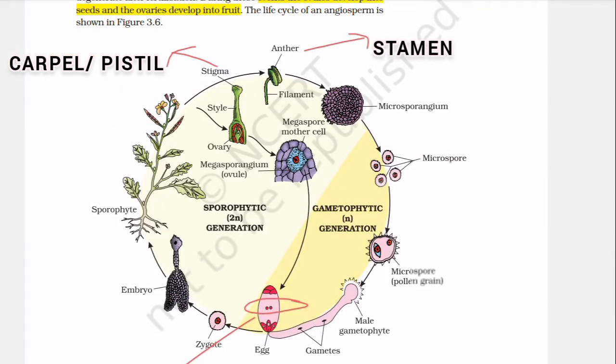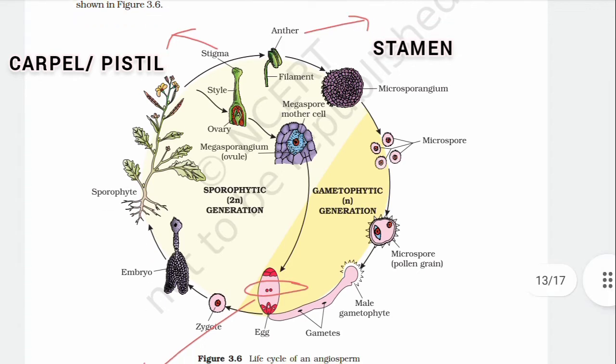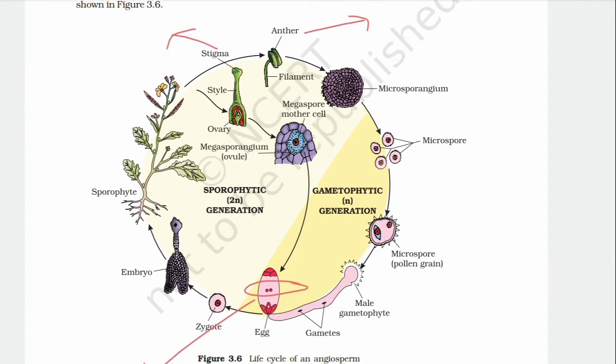Here from the anther, the microsporangium, they form microspores. These microspores are known as pollen grains. They carry the male gametes. Here you can see it. From the megasporangium, they form the embryo sac. This is the structure of the embryo sac. You see, this is the egg apparatus that has an egg and 2 synergids. The center one is the central cell that has the polar nuclei.